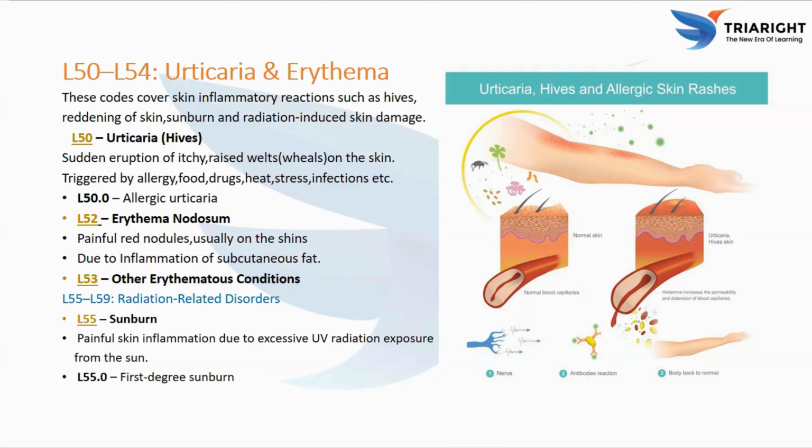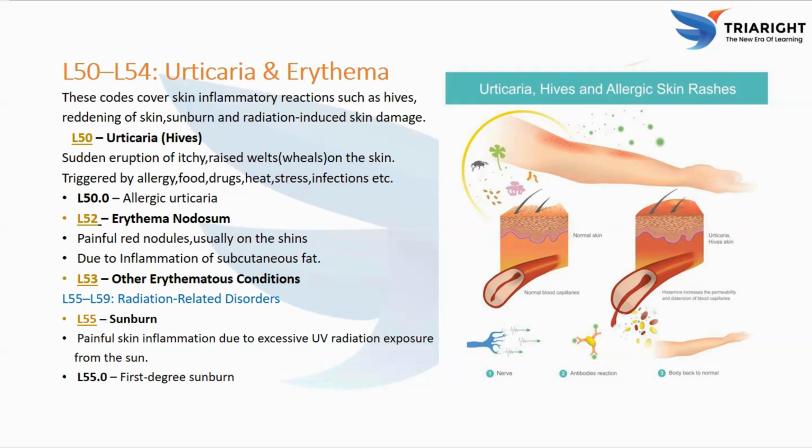So what is L50? It is hives. How do you define urticaria? It's a sudden eruption of itchy raised welts on the skin. This may appear anywhere on the body. Usually these are short lasting but can recur. So what are the trigger points? Allergies, that is food, medicines, insect bites, heat, cold, stress, and infections.